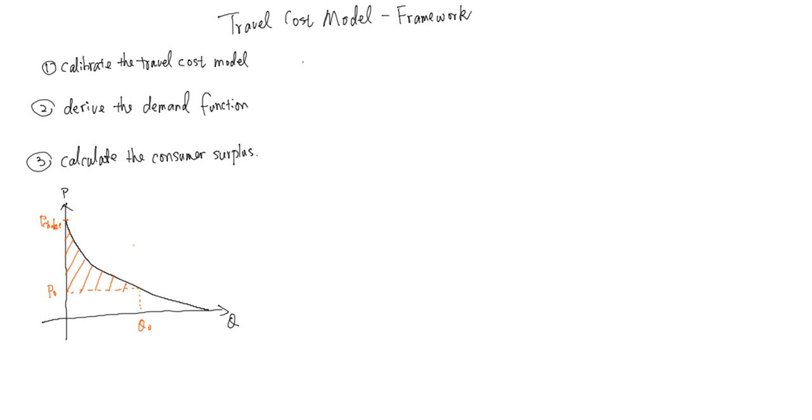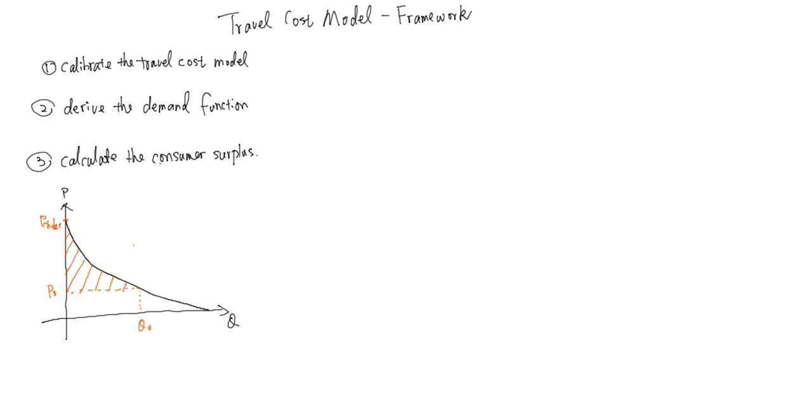In this video, I'm going to lay out the framework for the travel cost model. So the three steps are: first you calibrate the travel cost model, then you derive the demand function from that model, then you calculate the consumer surplus. Okay, so let's actually start from the last step, which is the motivation of the whole travel cost model.